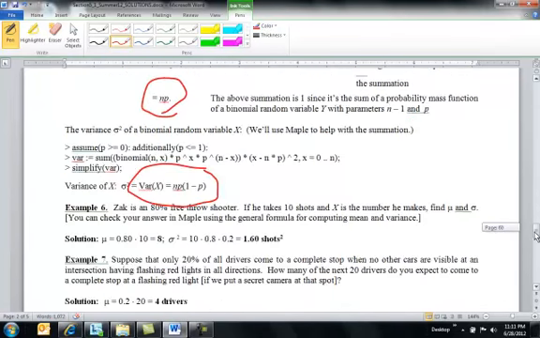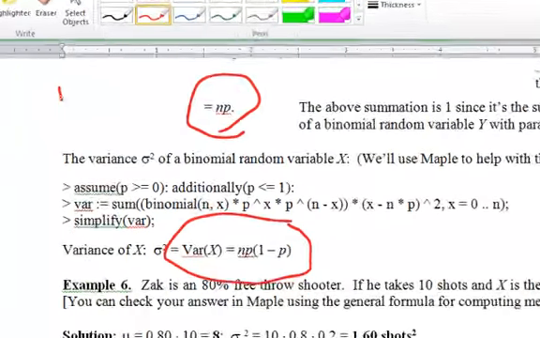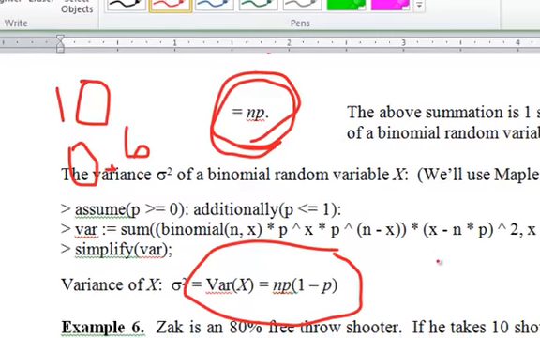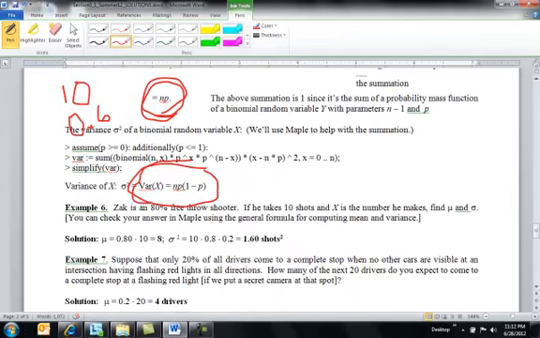You shoot 10 free throws, and you're a 60% free throw shooter. I expect you to make 6 shots. That's the expected value. So from now on, if you know you have a binomial and I ask you the mean, there's a nice formula for it, and there's also a nice formula for the variance.